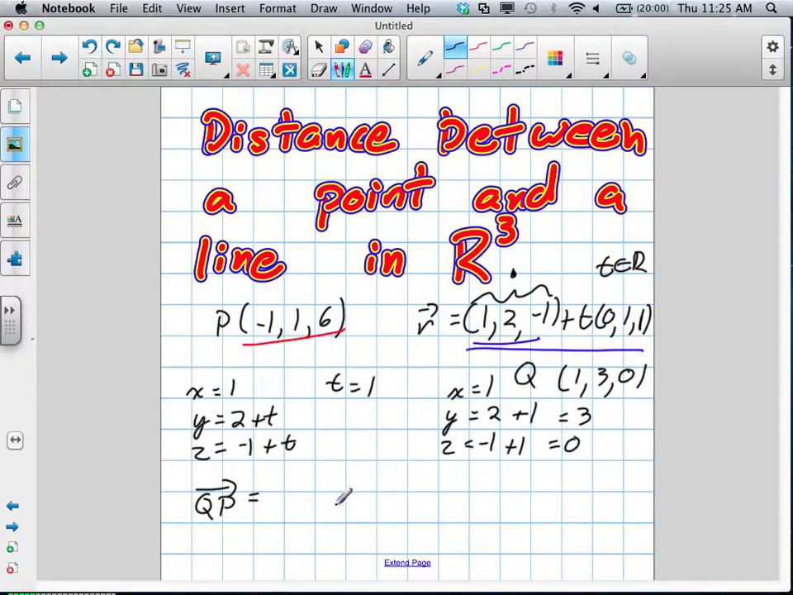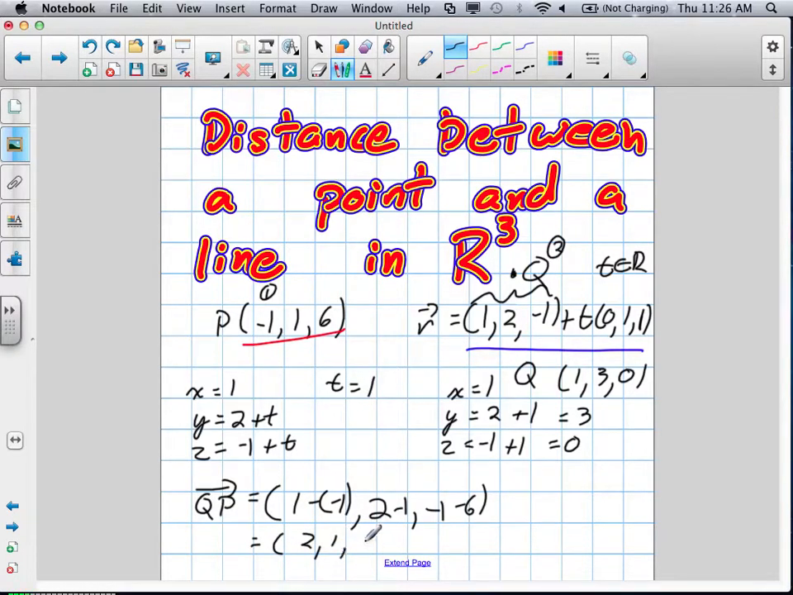Their PQ is essentially their other vector they're trying to find. We'll call this our Q also. Either of these could represent Q. And when finding that vector, we'll call this our second coordinate, and this is our first coordinate. So we take x2 minus x1, which would give us 1 subtract -1. y2 minus y1 gives us 2 minus 1. And z2, which is -1, minus z1, which is 6. So our new vector is 2, 1, -7.